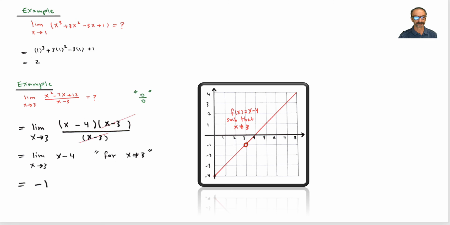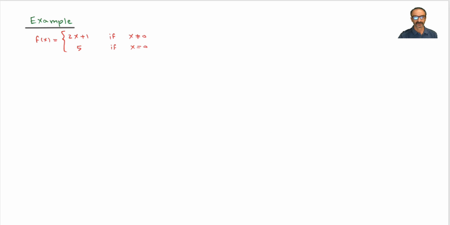Let's take another example. This one is defined as a piecewise function: 2x plus 1 if x does not equal 0, everywhere except 0. That's how it's defined. At 0, it's being plugged in to be leveled at 5.